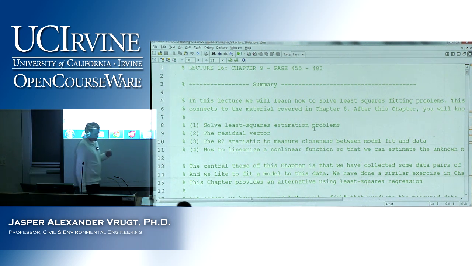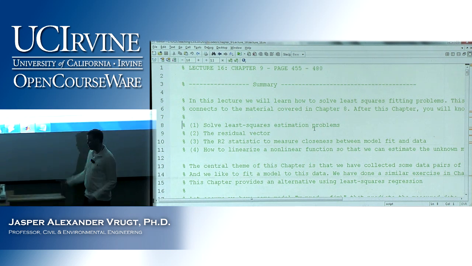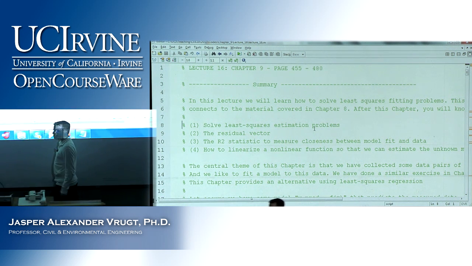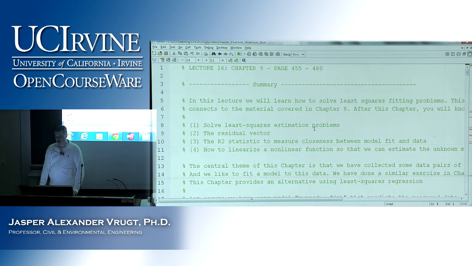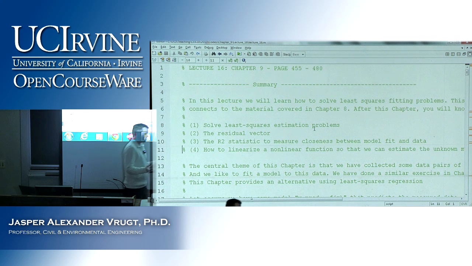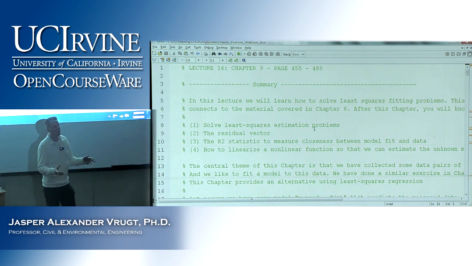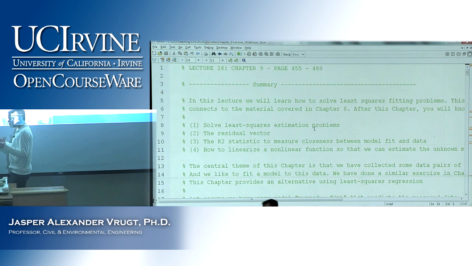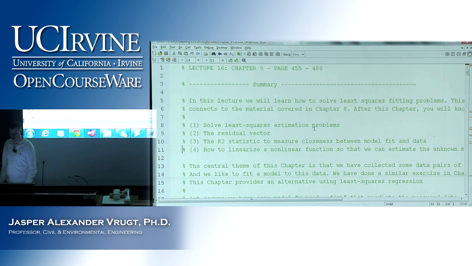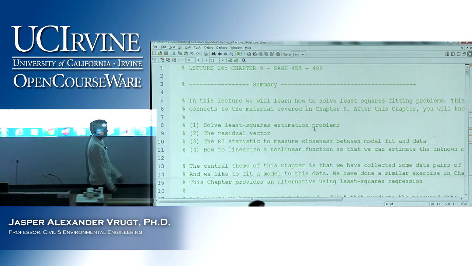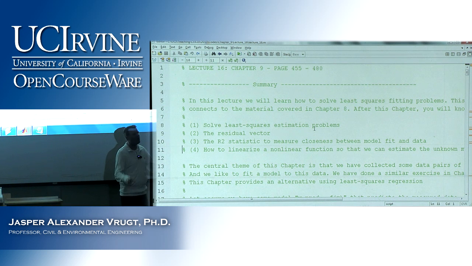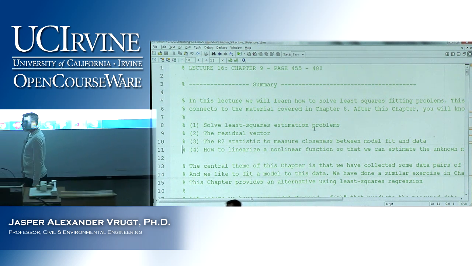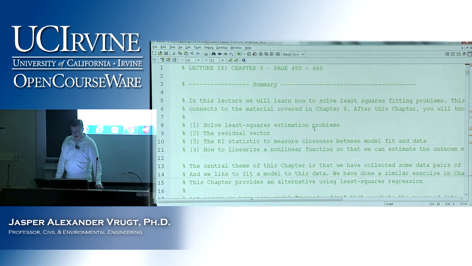So what we will learn is how to solve least squares problems, inversion problems, or estimation problems. Now, we'll talk again about the residual vector. By now you know what the residual is, but we'll talk about it again. We'll talk about the R2 statistic, because you can imagine that if a model fits the data, you'd like to quantify how well your fit actually is, the closeness between the data and your model, okay? Because one person might look at the data fit and say it's really good, where someone else might say it's really bad. So we need quantitative measures, and the R2 statistic is one of those measures that quantifies how close your model is to the data.